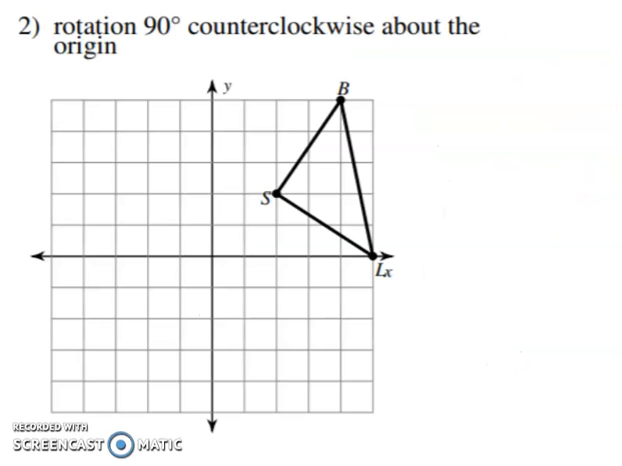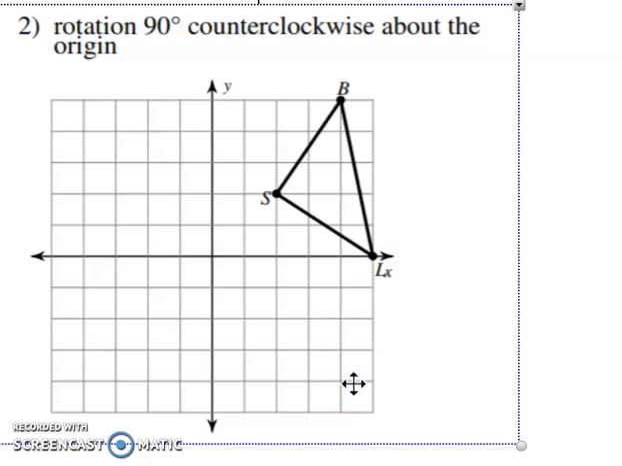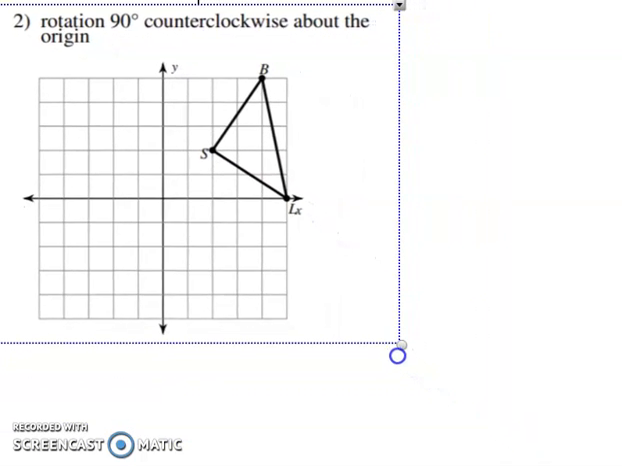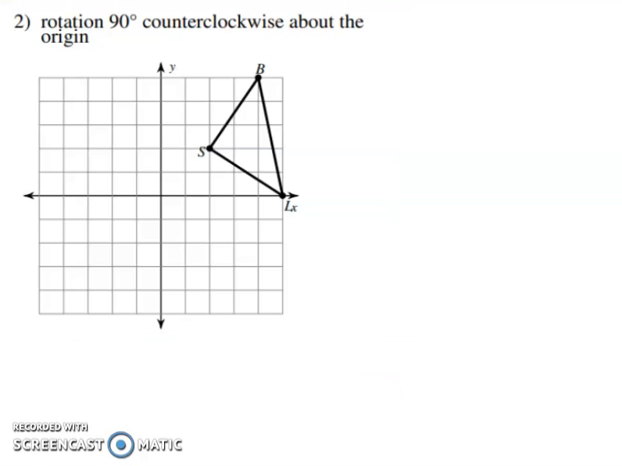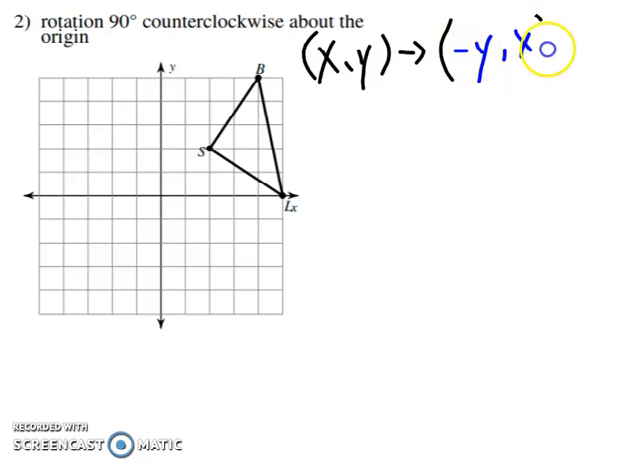Now let's talk about 90-degree rotation, counterclockwise about the origin. Let me make this just a little bit smaller. Okay, so let's think of our rule. So we start out with our coordinate point x, y. That then turns into, and the writing of this can get a little bit confusing, but I'm going to try to talk you through it. So it turns into the opposite value of y, comma, the x value. So let's talk about what I mean by that.